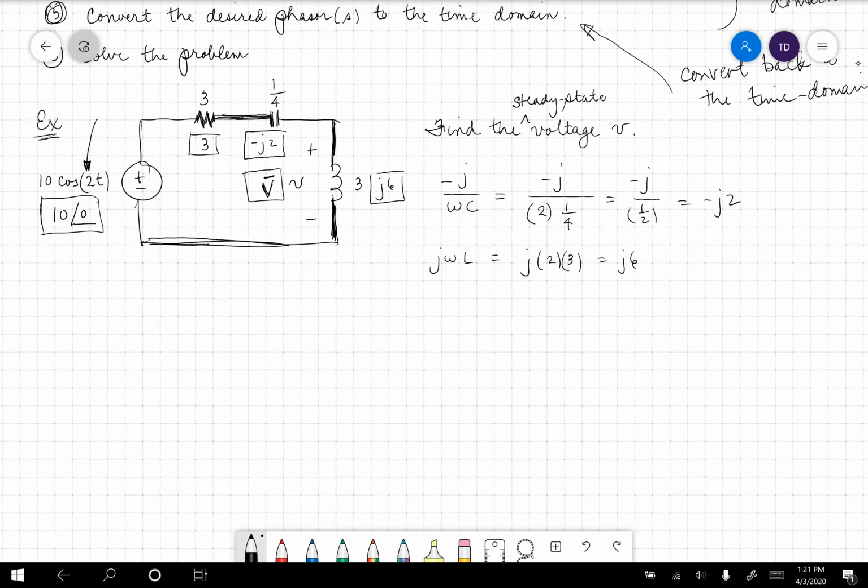Okay, now we've got a pretty simple circuit. What do you want to do? Mesh analysis, nodal analysis, voltage divider, current divider, superposition, linearity. What do you think? We're solving for V. Think of every element in this circuit like they're all resistors. They're all impedances. How would you solve this problem? I'll tell you how I would solve it. I would use a voltage divider.